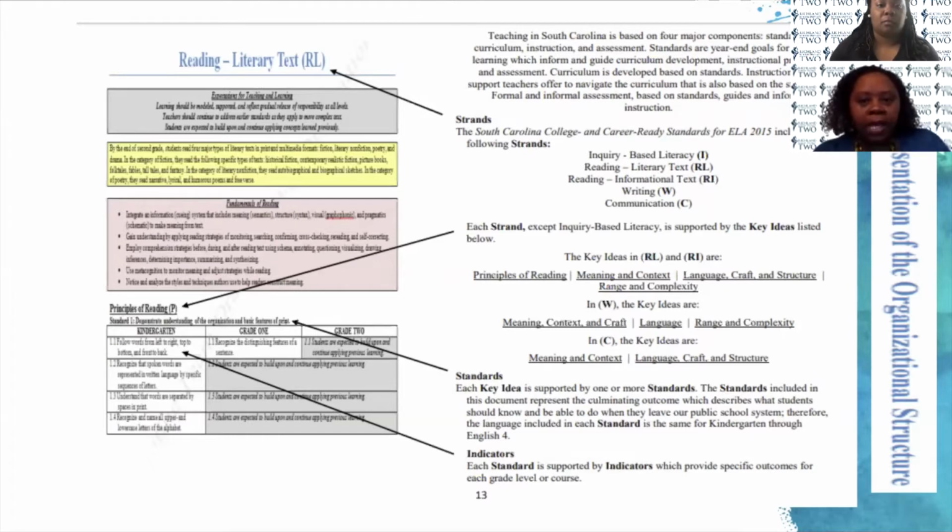So it's basically breaking the strands down into concepts or, as stated, key ideas for each strand. Underneath the key ideas is where you will find the actual standards. The standards are stated the same for K through 12. Where you find the grade level differentiation is in the indicators. So the indicators will let you know what that grade level expectation is for meeting the overarching standard.